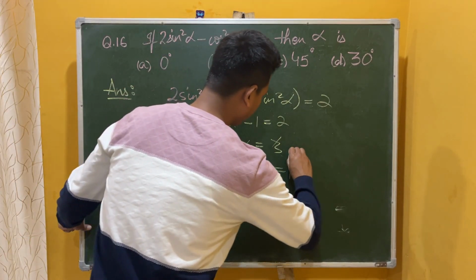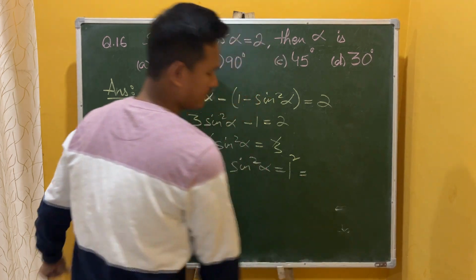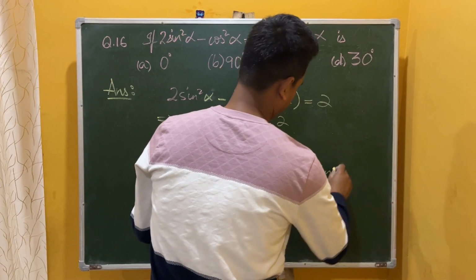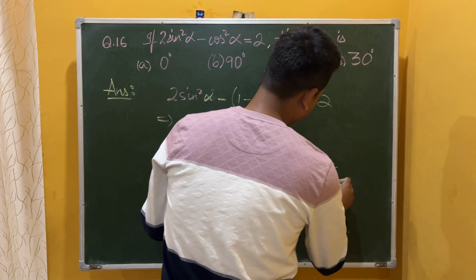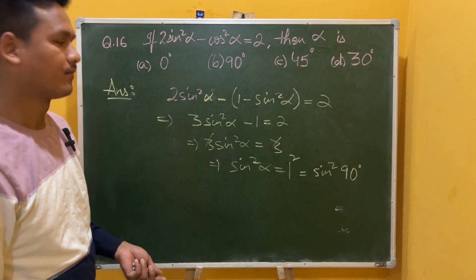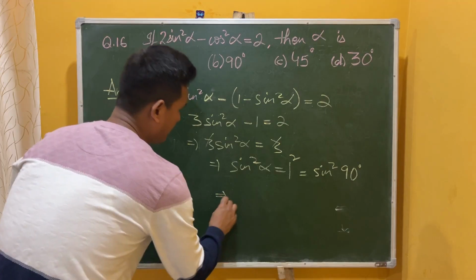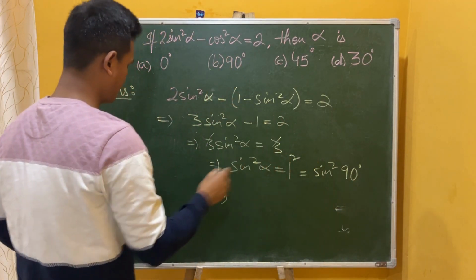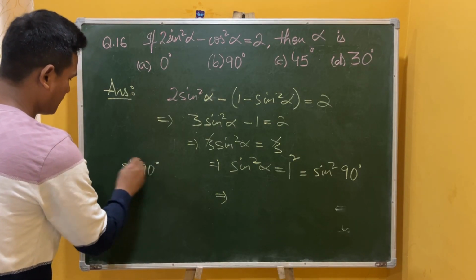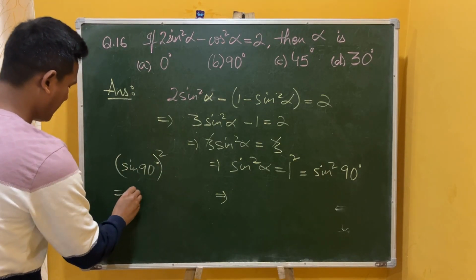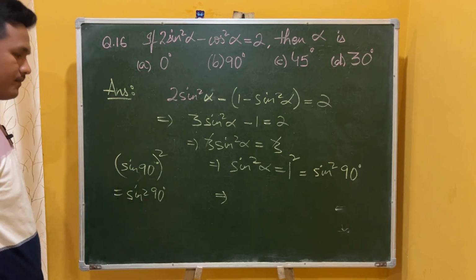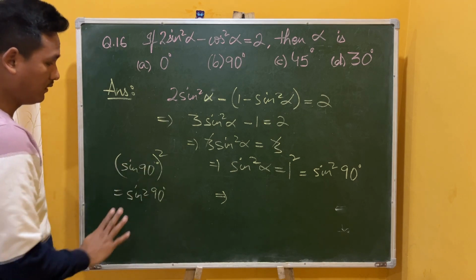So 1 can be thought of as 1 square, which is sine square 90 degree, right? Because sine 90 is 1. Sine 90 is 1, and 1 square can be written as sine square 90. So both of them are equal.